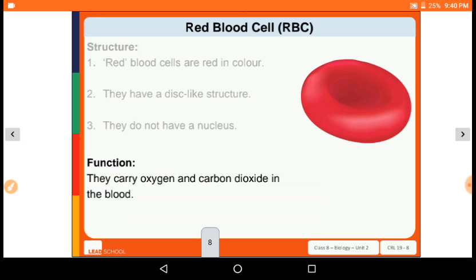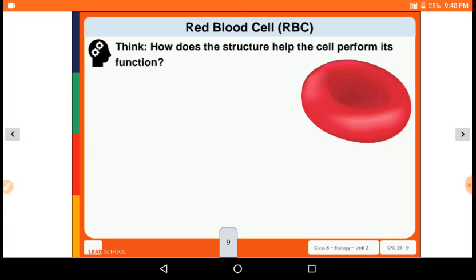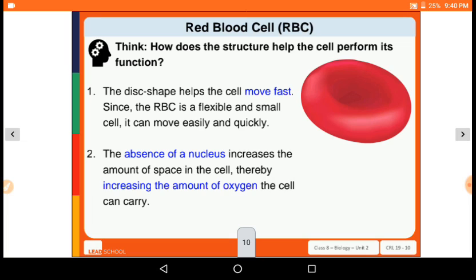उसका फंक्शन क्या होता है? दे आर कैरी द ऑक्सीजन एंड द कार्बन डाइऑक्साइड इन अ ब्लड. ये क्या करता है? ऑक्सीजन को कैरी करने में हेल्प करता है. नेक्स्ट, हाउ डज अ स्ट्रक्चर हेल्प द सेल परफॉर्म इट्स फंक्शन? The disc shape helps the cell move fast. Since the RBC is a flexible small cell, it can move easily and quickly.